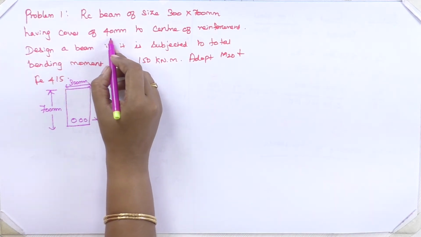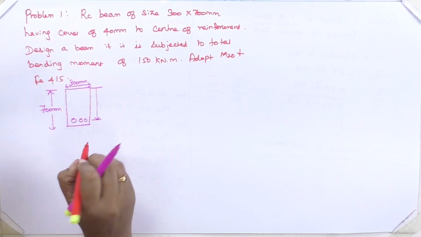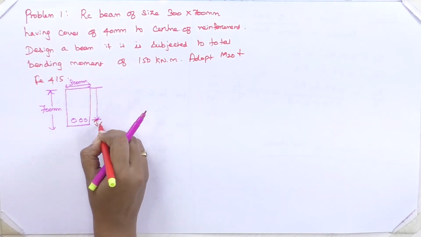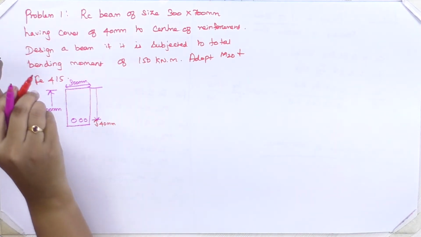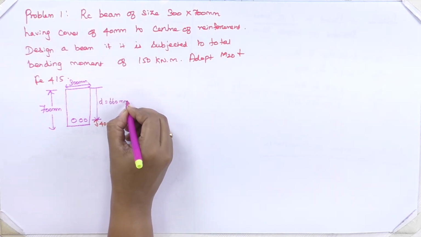They have given a cover of 40 mm to the center of the reinforcement. From the center, this cover is 40 mm. So you can directly calculate D as 660 mm.